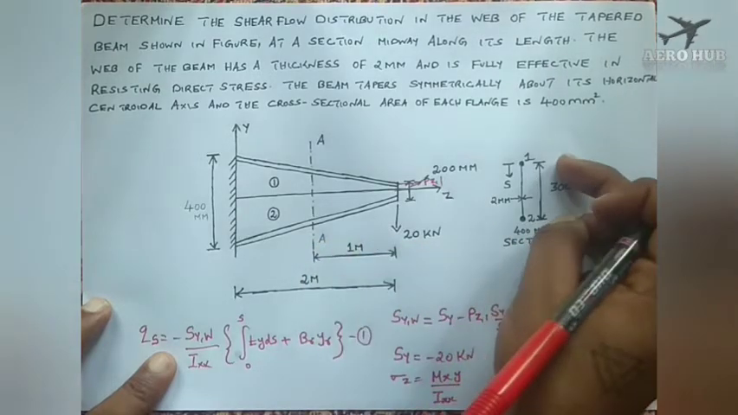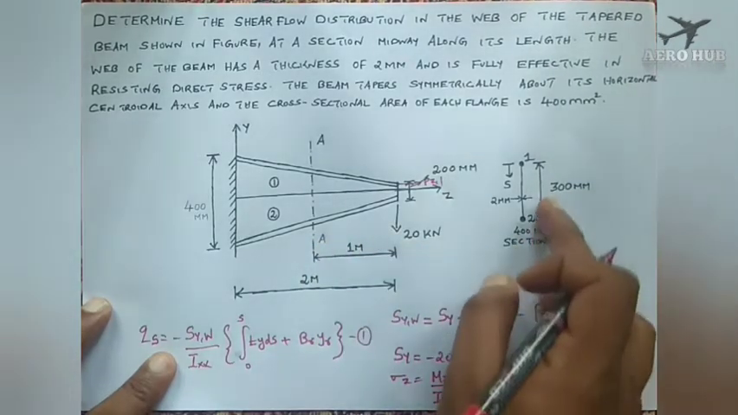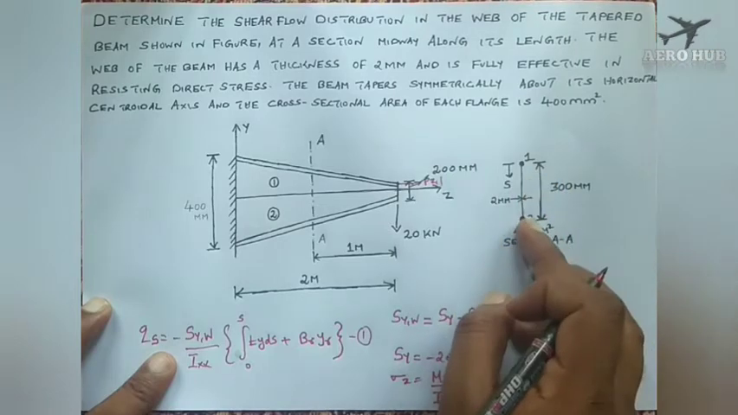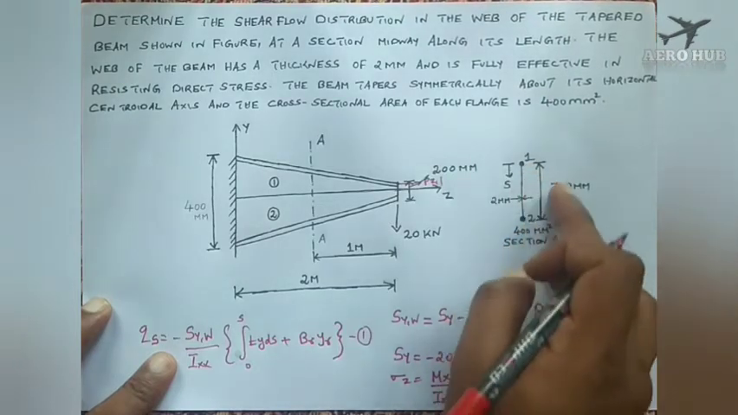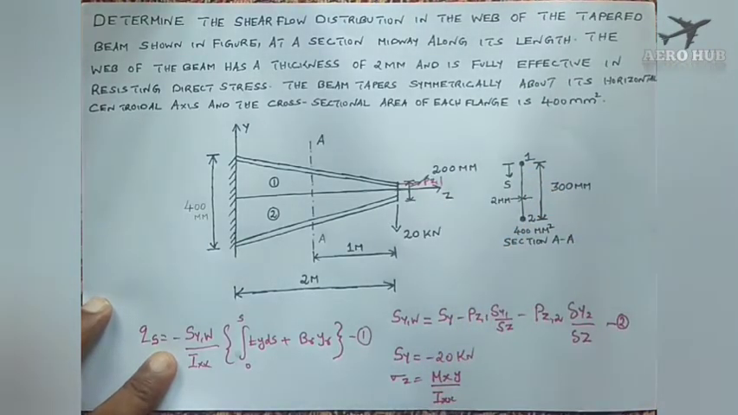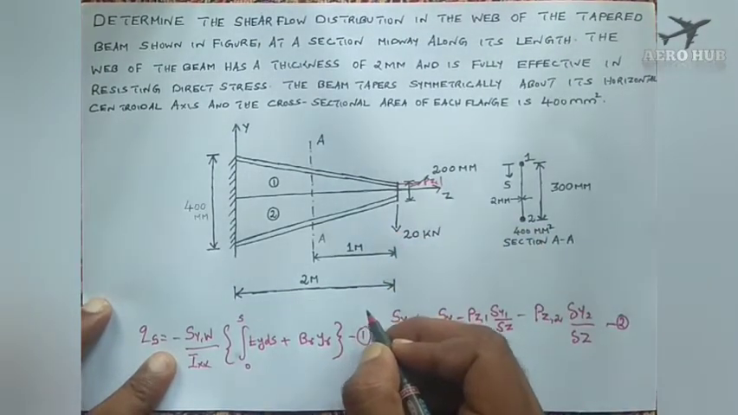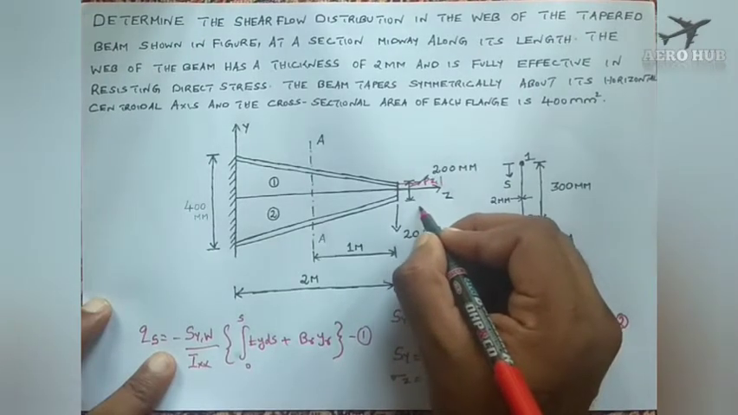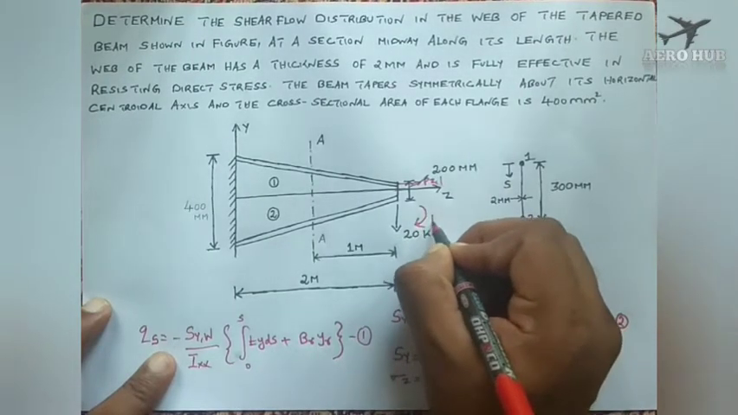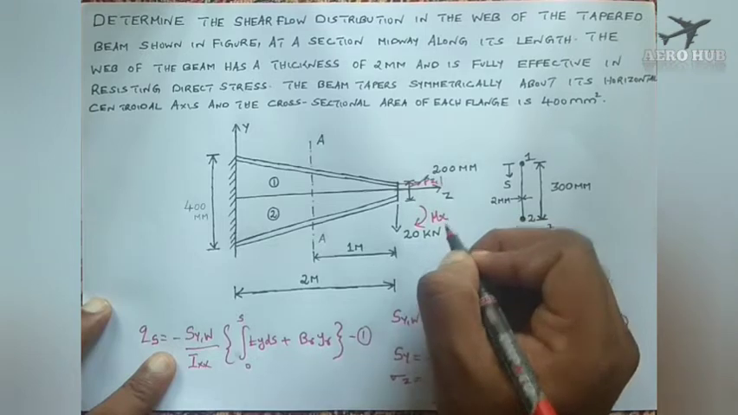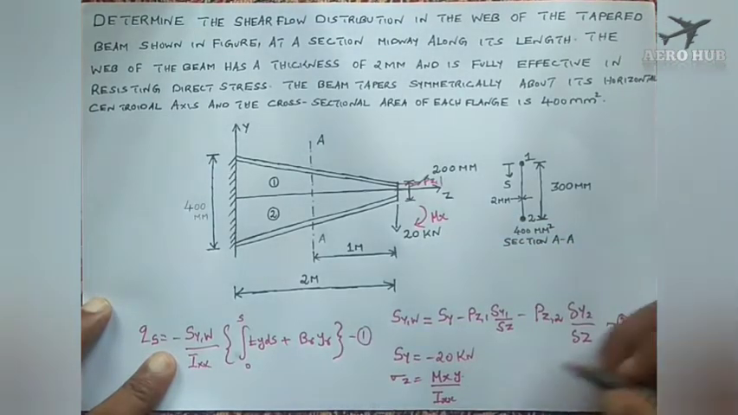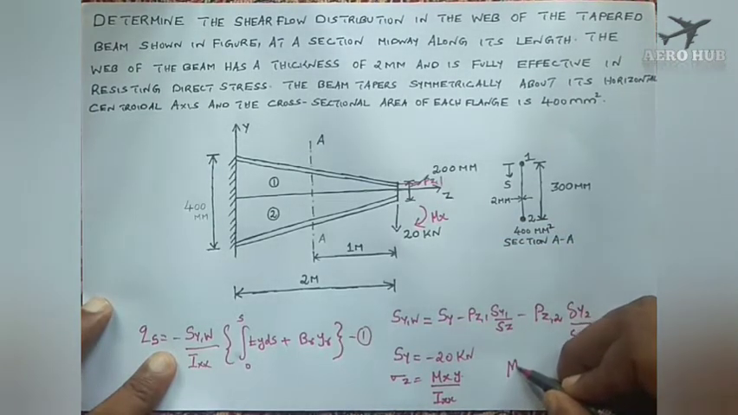The total height for this section AA is already given, and it is 300 millimeters. So the value of y will be 150. Mx is the moment, and we are applying the load vertically downwards, so there will be a hogging moment. The moment will be clockwise, so Mx is positive here.